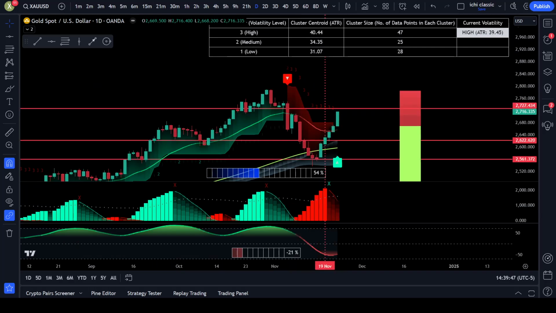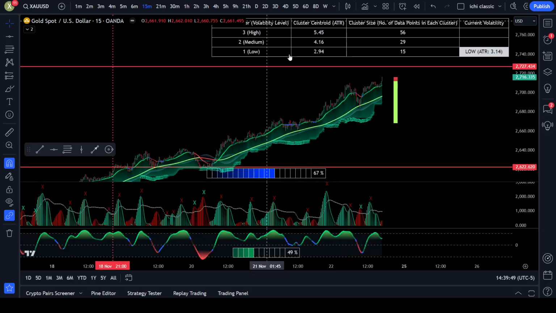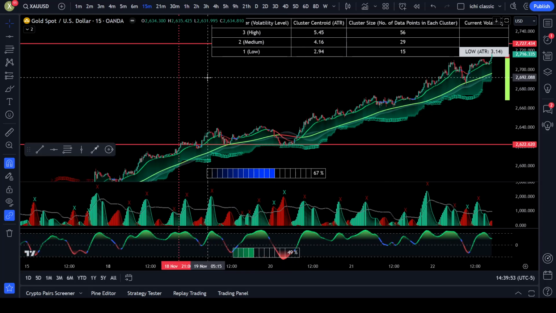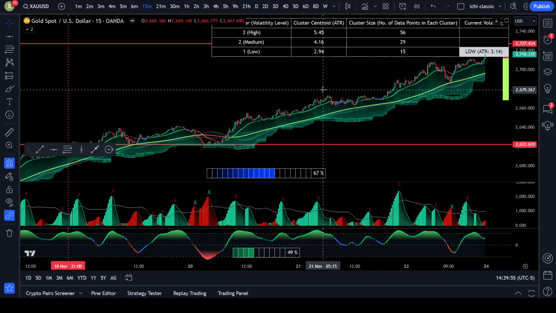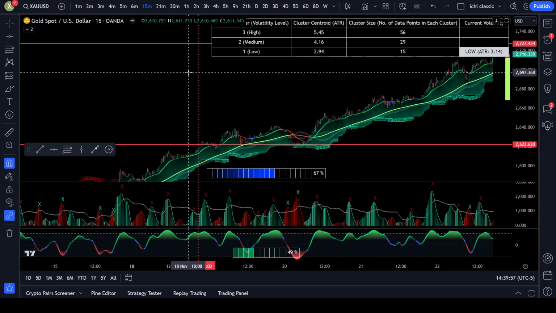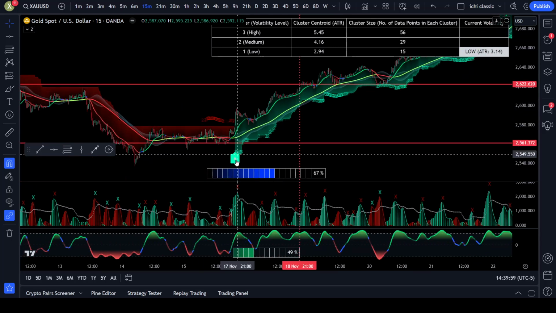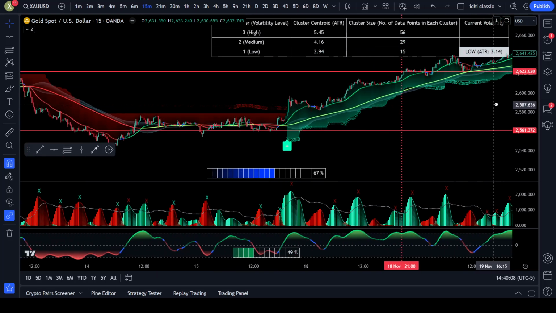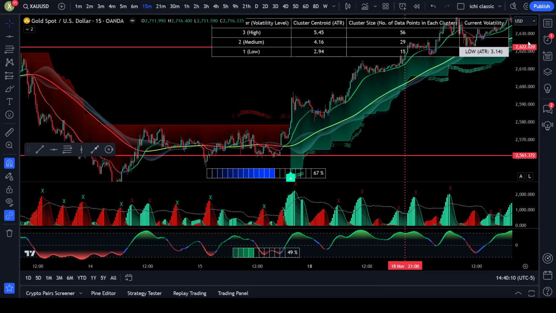Okay, so for the 15 minutes chart, this one is the best because you can trade every week. Where is the buy? Oh my god, it's in here. So the buy was at November 17. Who would think, huh? November 17th. So a week ago. And this would be the buy signal.